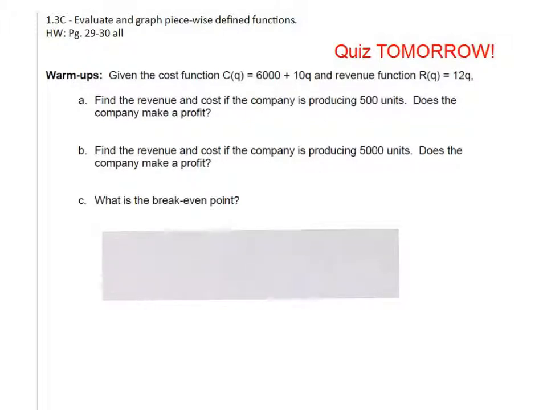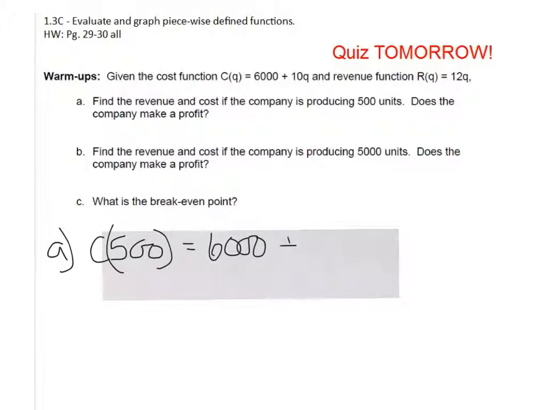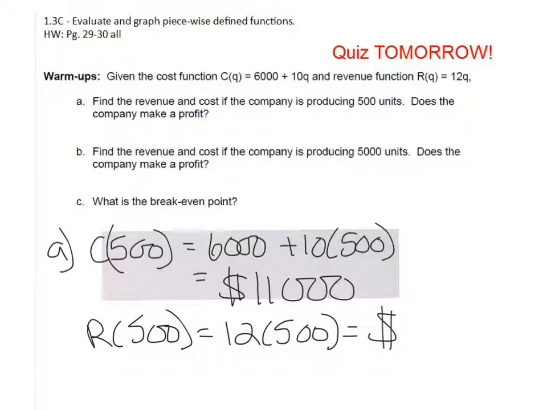Okay, so for A, find the revenue and the cost if you are producing 500 units. So we're going to plug in 500. And you should get a cost of $11,000. And then the revenue of 500 is $6,000. Does the company make a profit? No. The revenue is smaller than the cost.